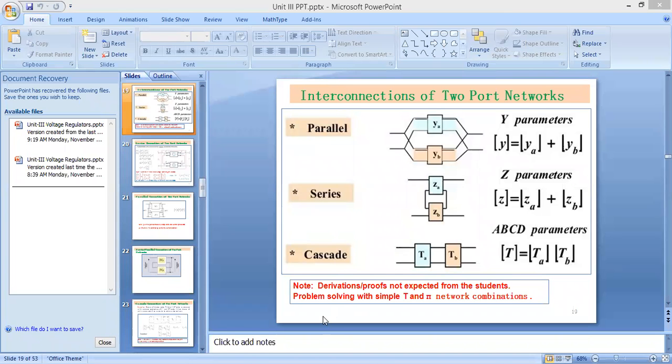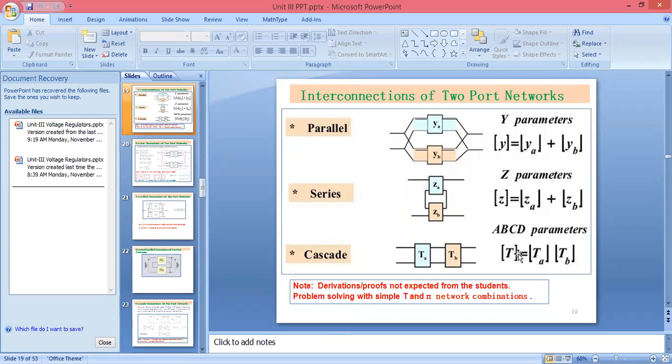Good afternoon. In today's session, we have to see about the interconnection of two-port networks. In the previous session, we studied the two-port network. A two-port network is nothing but a network containing two pairs of terminals. We call it a two-port network because in that network we are using two ports.